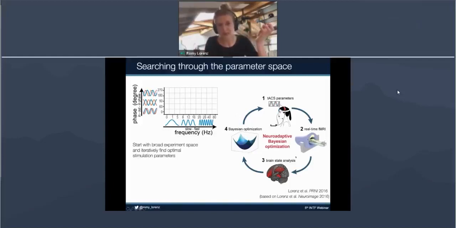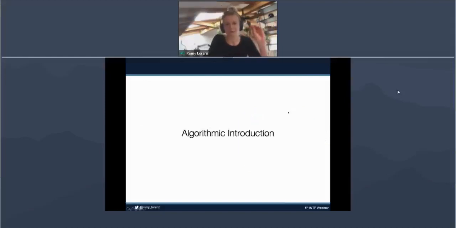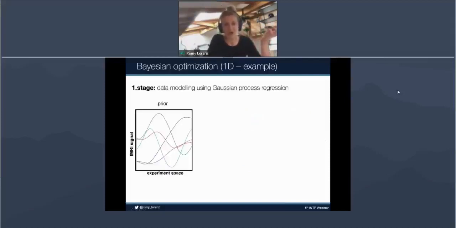But just as a general aim, and if you're interested in the technique, there was a validation study that we published before without brain stimulation. So, a brief algorithmic introduction, as it is the core of the talk.